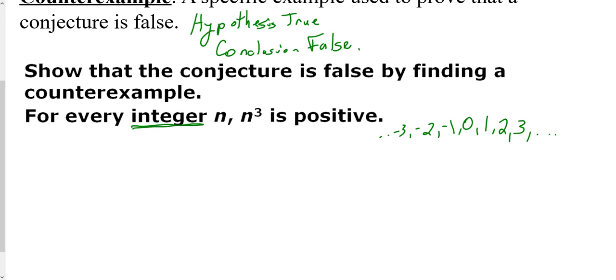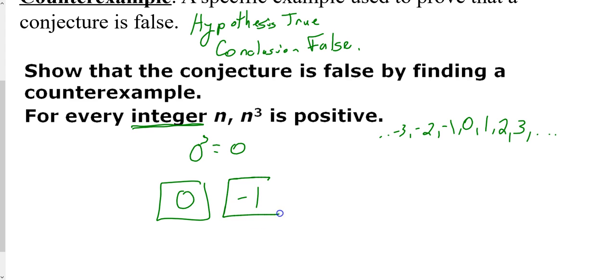So if I would take 2, which is an integer. Is 2 to the third positive? Well, if we plug it into our calculator, 2 to the third power is 8. So that's actually an example. If I plugged in 0, which is an integer, 0 to the third power is still 0, which is not positive. So one counterexample would be 0. Another counterexample would be like -1. -1 to the third power is -1. Or -2 to the third power is -8. So 0, -1, -2, -3, or any other negative integer would be a counterexample to that statement.